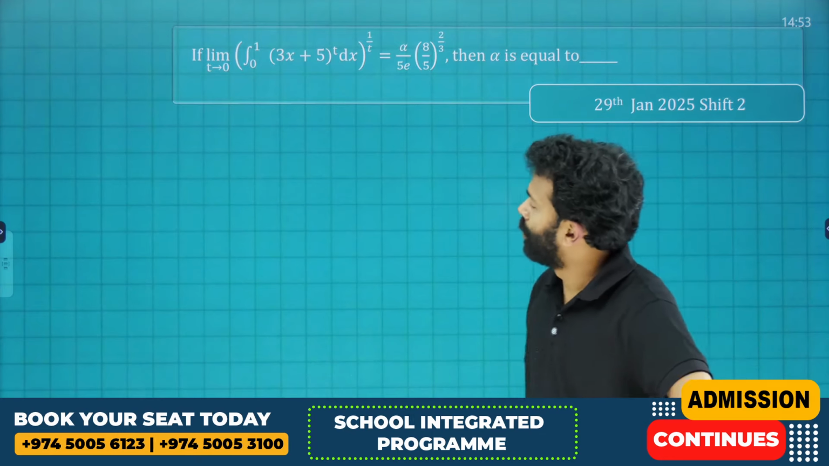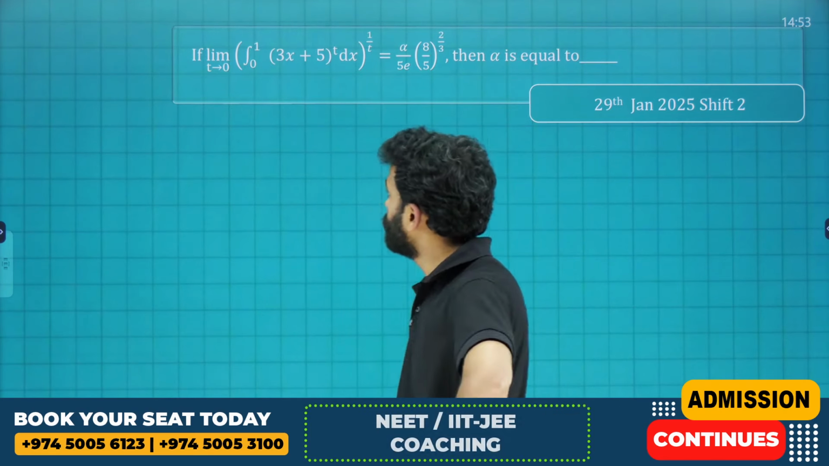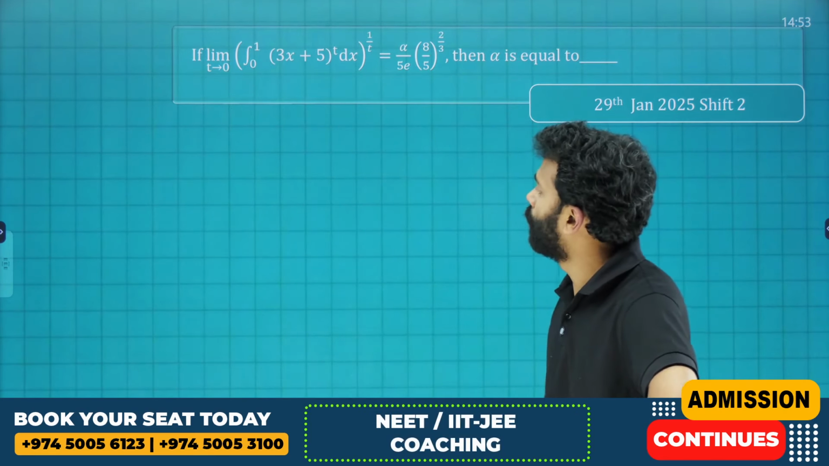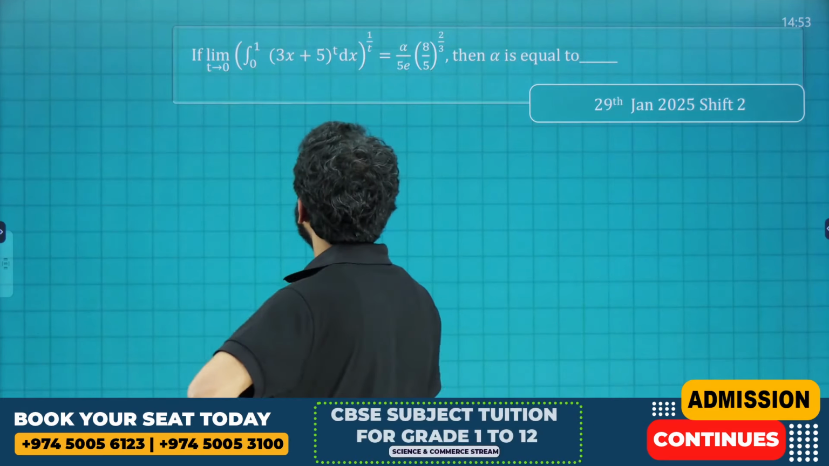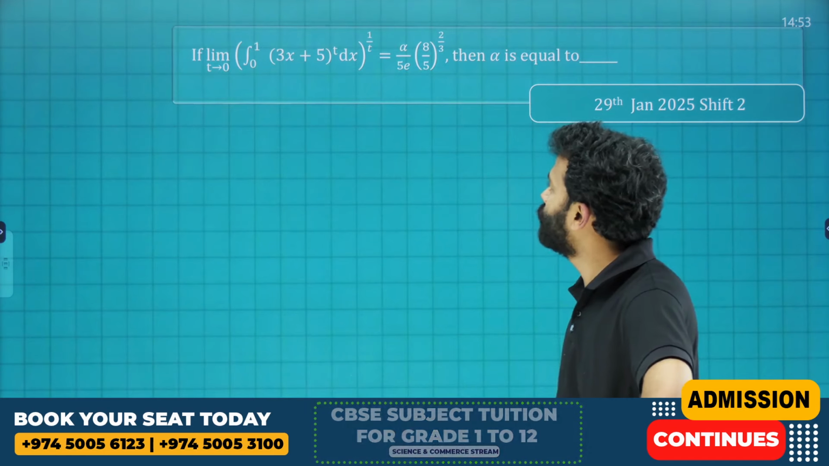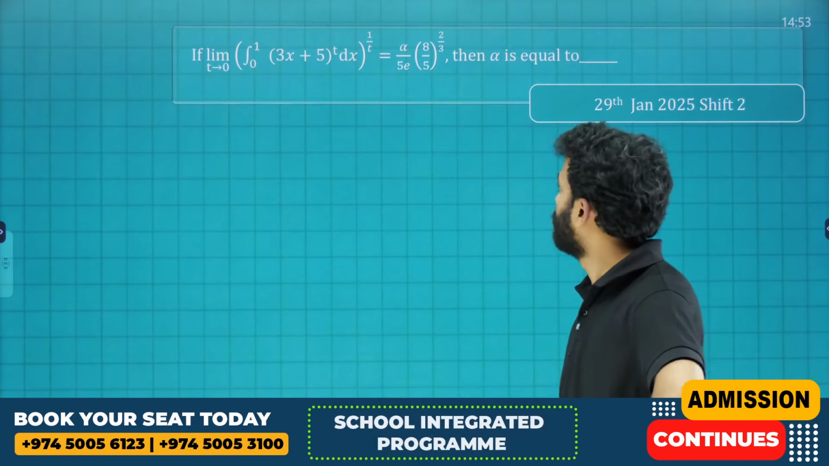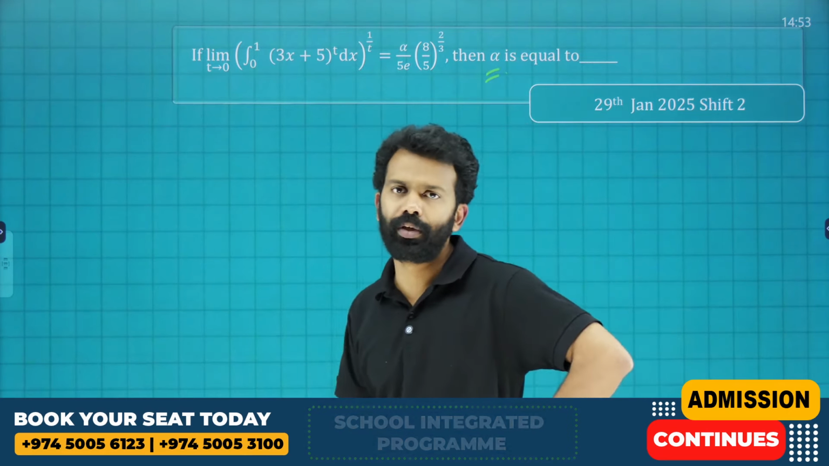Okay, our next question from 2025. Limit t tends to 0 of (integral from 0 to 1 of (3x plus 5) raised to t dx), the whole raised to 1 by t, is equal to alpha by 5e into (8 by 5) raised to 2 by 3. Then you need to find the value of alpha. So how are you going to formulate this one?